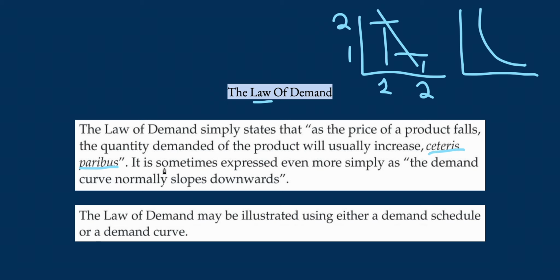However, to simplify the law of demand, it is sometimes expressed more simply as the demand curve slopes downwards, like this, okay? The law of demand may be illustrated using a demand schedule or a demand curve. Now, we've talked about curves before with the PPC curve. Any line that you see in an economic diagram is called a curve, okay? And I was confused about this at first, but a curve does not need to be curved to be called a curve. So for example, this is a straight line, this is a curved line. They mean the same thing, but they're both called curves.